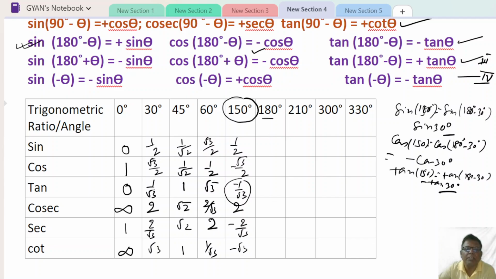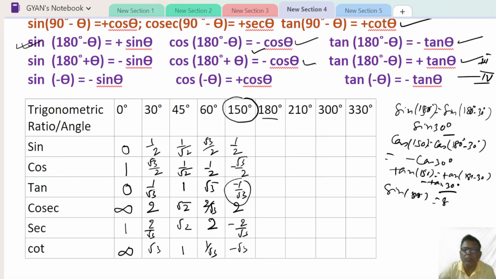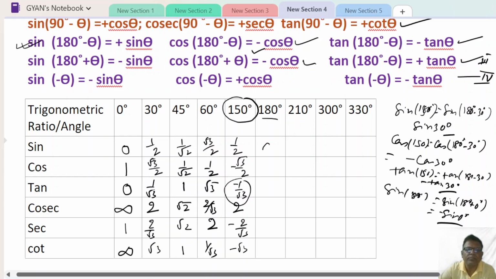Now come to 180 degree. For 180 degree, you can use either the second quadrant formula or the first quadrant formula. So sine 180 degree is sine of 180 plus 0 degree, which is equal to minus sine 0 degree. So that is 0.